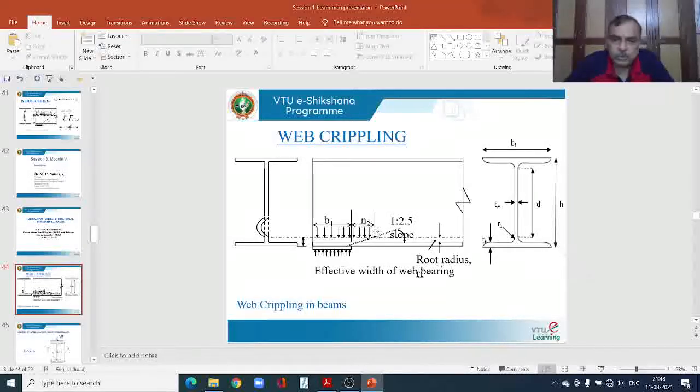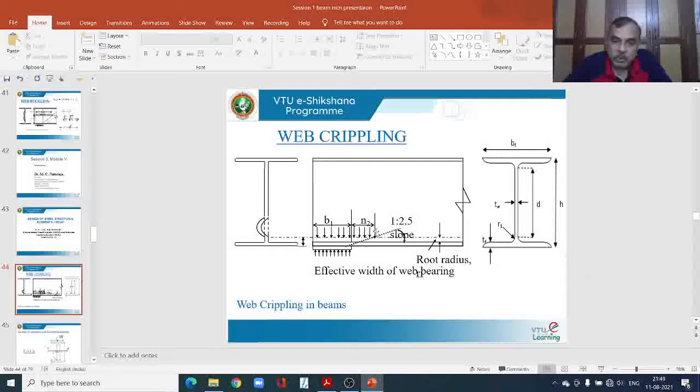What students should know about this web crippling is that it is because of the concentrated effect of the load acting as a reaction, or the load could be acting anywhere along the span of the beam. It is mainly because of the stress accumulated at the junction. So even though there is a fillet, a gradual change in the thickness, we still have the concentrated effect, and that is what causes the failure of the web in the form of crippling.